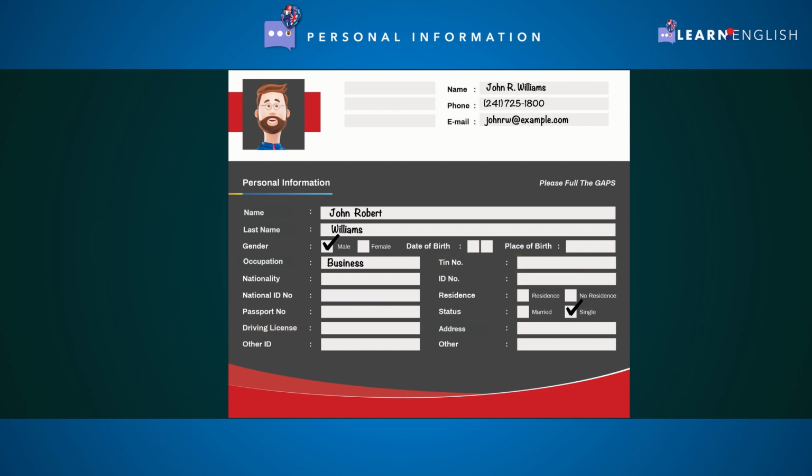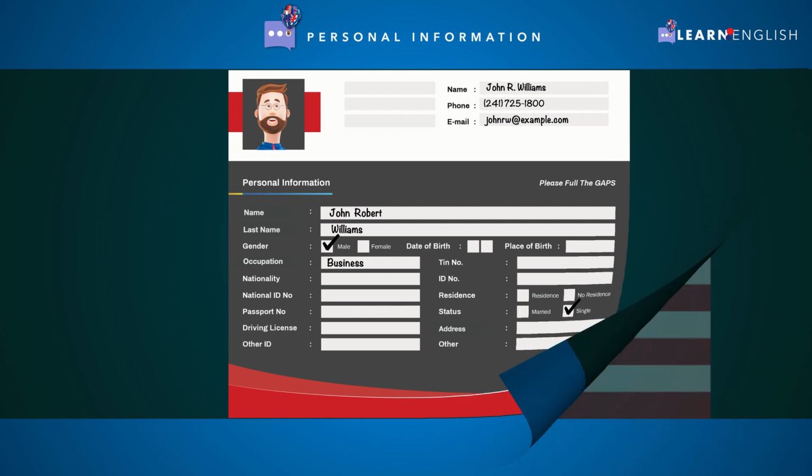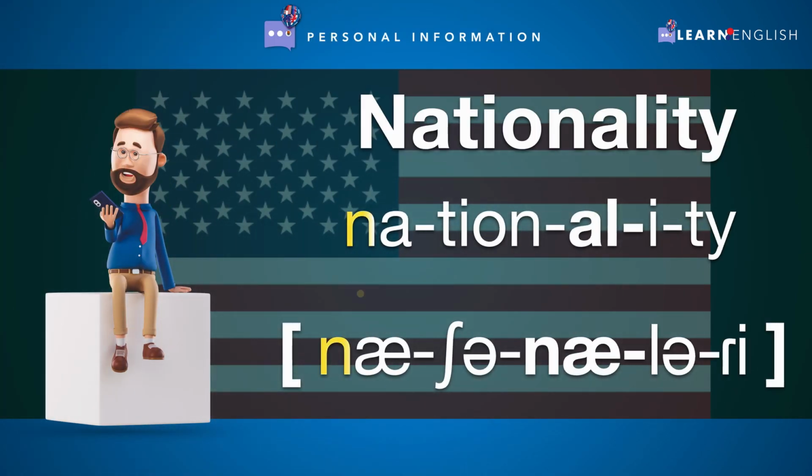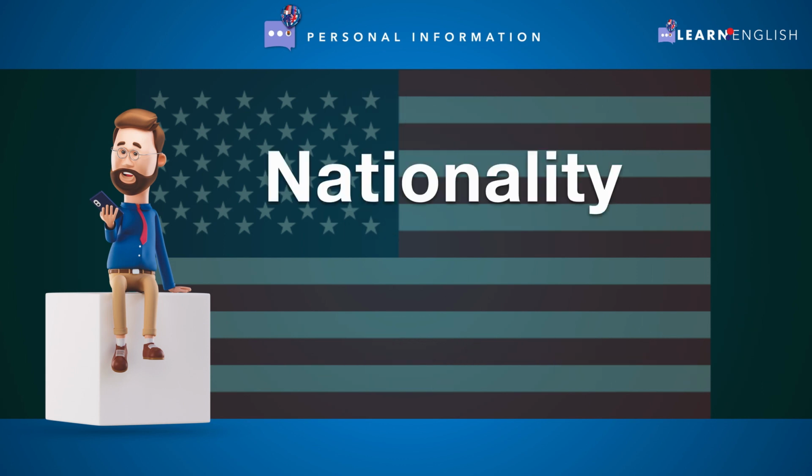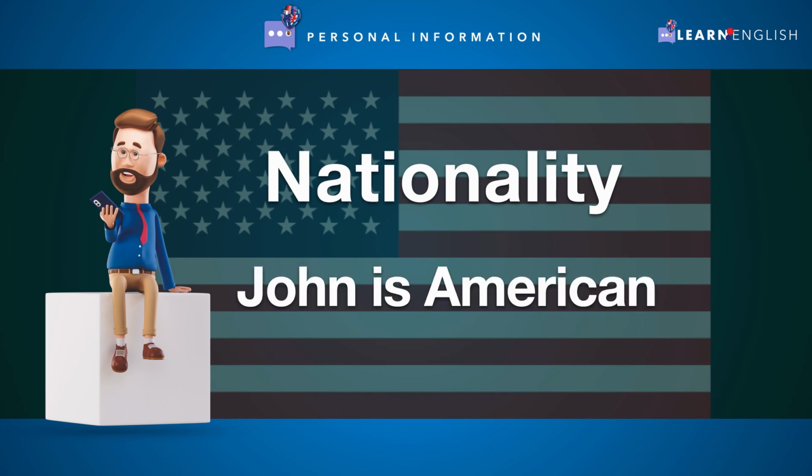ID number. Let's see the first of them: nationality. Nationality. But what nationality is John? John is American.